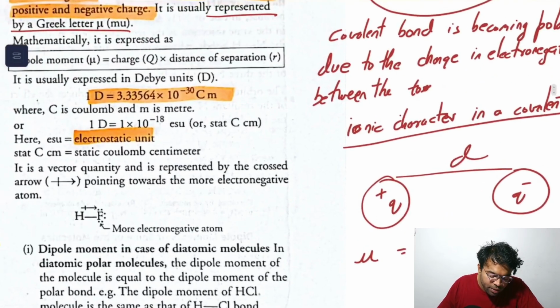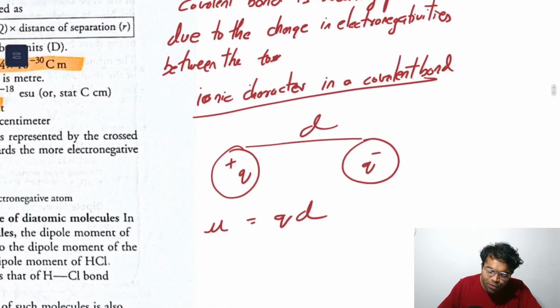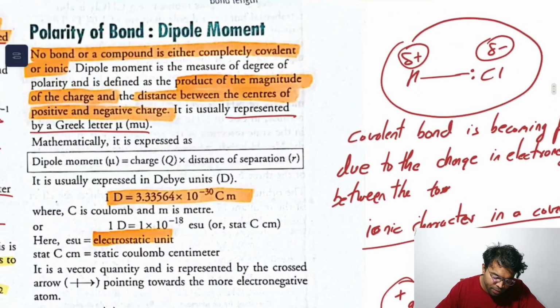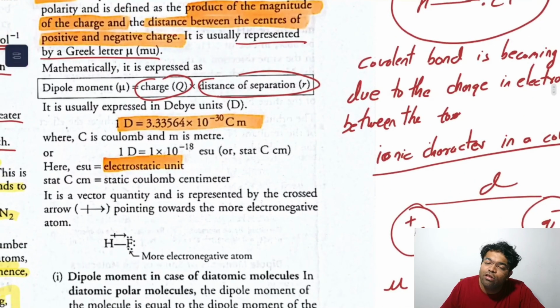So the dipole moment is what? It is a phenomenon that exists between two charges having equal magnitude but opposite signs separated by a distance. That is what we call a dipole moment. The dipole moment is equal to charge multiplied by the distance of separation between them. Now, it is usually expressed in Debye. Okay, Debyes, Debye, anything. I call them Debye because it's pretty fun to say Debye.